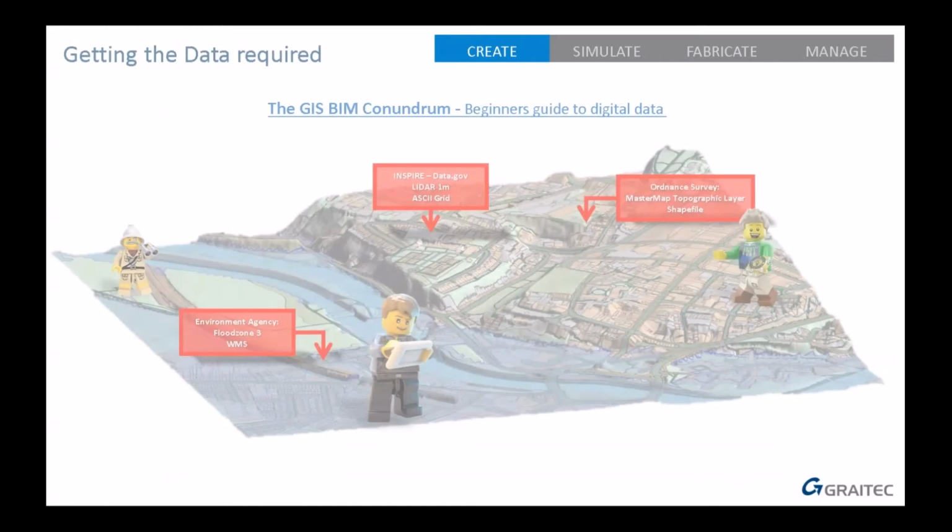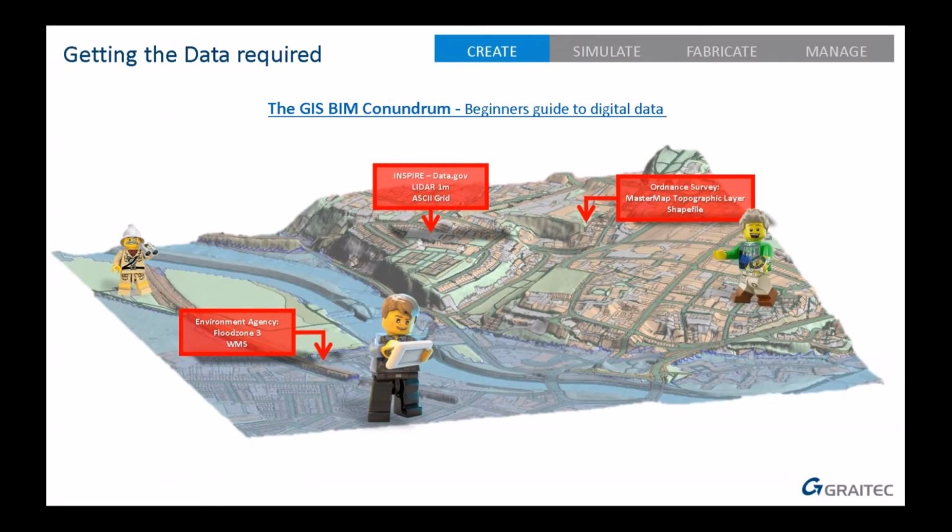For the data that you need in there, as I mentioned, I have done this beginner's guide to digital data called the GIS-BIM Conundrum. It's up there on the web. There's a link actually. If you download this, the GIS-BIM underlined bit of wording is a link. So if you download the presentation, you can go straight to that. That goes to the on-demand portal, and that'll tell you everything you need to know about data.